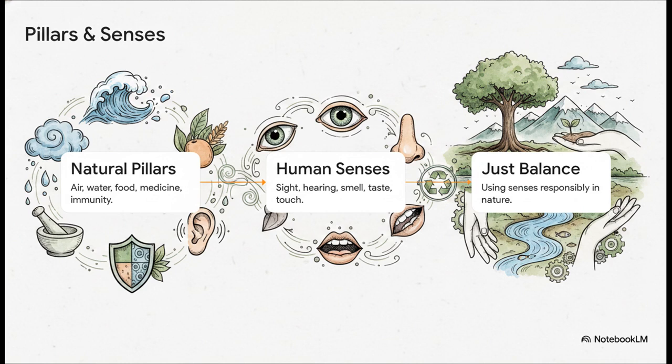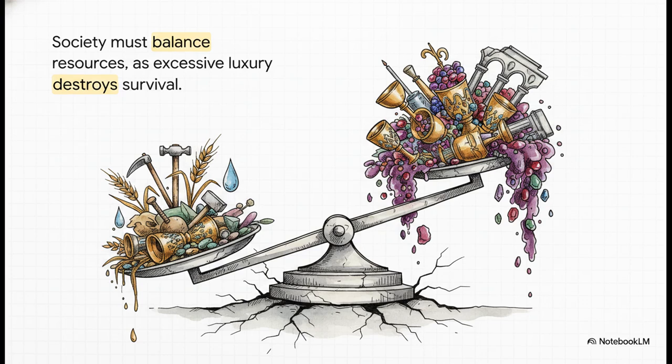But the absolutely crucial point here is that humans can't just exploit nature. We have to use our senses justly, honestly, and responsibly to secure these pillars. If we don't, we end up destroying the very environment that sustains us. It's essentially a perfect equation of natural balance. However, that balance is incredibly fragile. Society has to constantly weigh demographics and resource creation against the destructive nature of luxury.